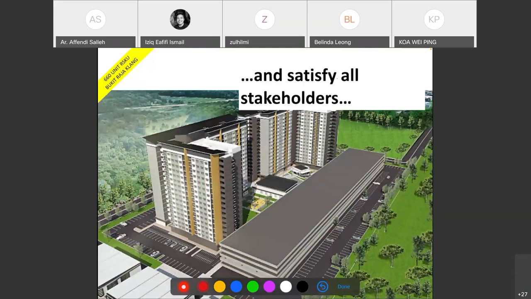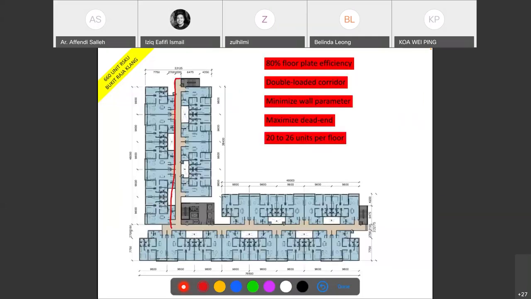For the block planning, right? Single loaded corridor, ensuring high efficiency, 80% efficiency actually. Minimize wall girth, right? Airwell, ensuring daylight enters the corridor. Certain gaps are being done to make sure daylight enters, it's a naturally ventilated corridor, right? And we are maximizing the dead ends, ensuring all units are having naturally ventilated rooms, right? So these are the criteria that we see that could enhance the normal product of affordable homes to be a livable home.